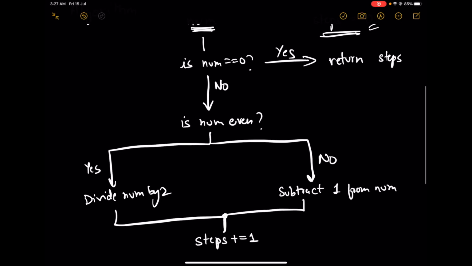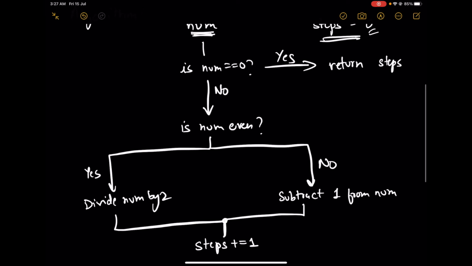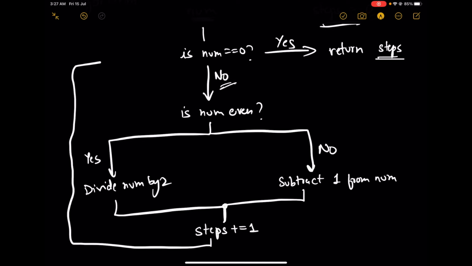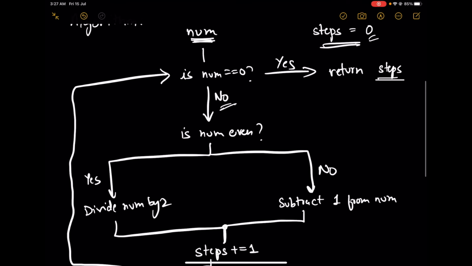After this, I should check if num is 0 again, right? And if num is 0, then I should return the value of steps. But if num isn't 0, then I should repeat this whole process. So what I basically need to do is go back to this point in my program. Is num 0? If num is 0, then we just return steps. Otherwise, we repeat this whole process and again check if num is 0, and so on, till num becomes 0.